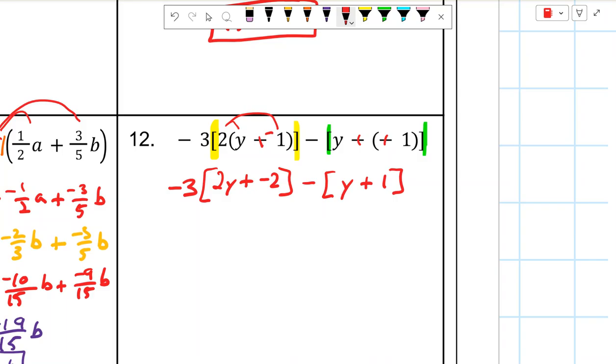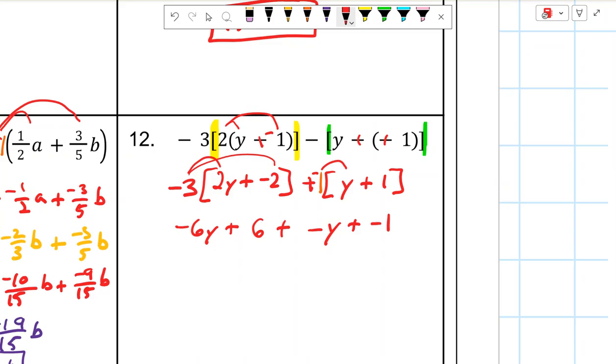All right. What did we talk about down here on the end? Well, we have a subtraction sign, and remember, you can use the identity property of multiplication and put a 1 here to help you if you need it. Additive inverse. All right, now we have two distributive properties to do. Let's do them. Negative 3 times 2y is negative 6y, and negative 3 times negative 2 is positive 6. Down here, negative 1 times y is negative y, and negative 1 times 1 is negative 1.